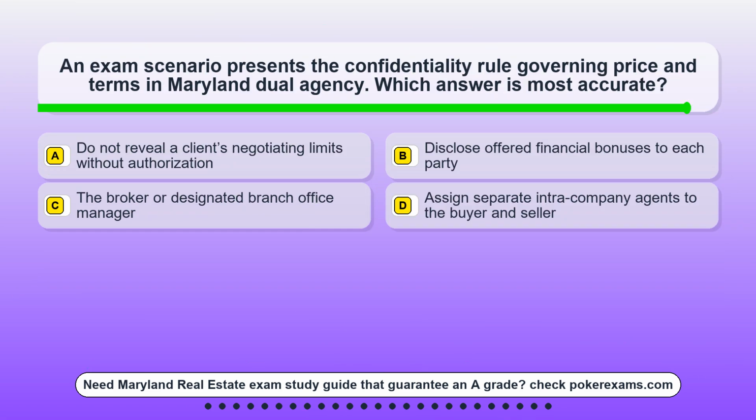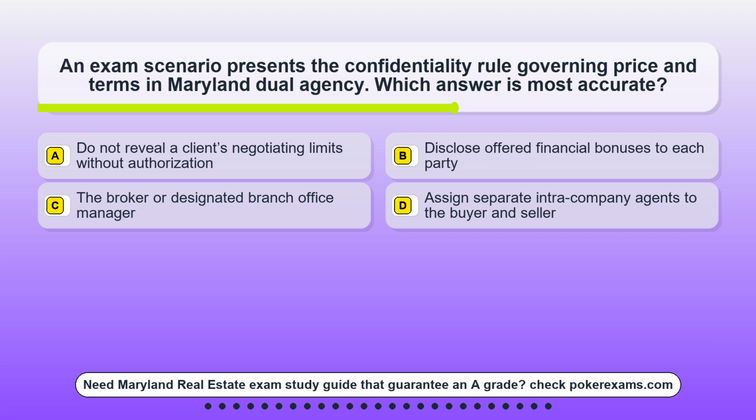Question 12. An exam scenario presents the confidentiality rule governing price and terms in Maryland dual agency. Which answer is most accurate? Option A, do not reveal a client's negotiating limits without authorization. Option B, disclose offered financial bonuses to each party. Option C, the broker or designated branch office manager. Option D, assign separate intra-company agents to the buyer and seller.